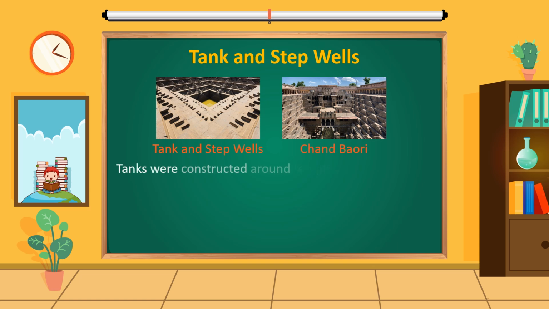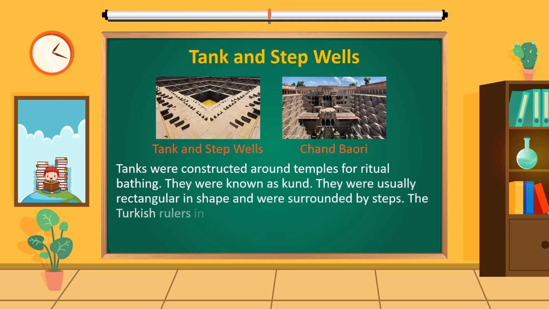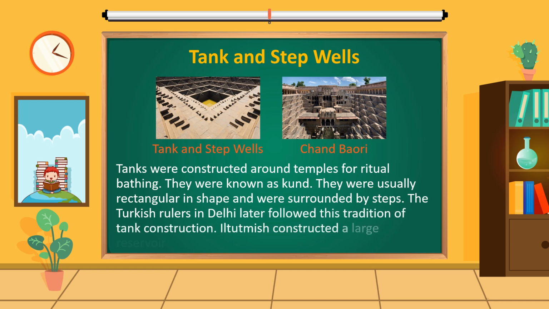Tanks were constructed around temples for ritual bathing. They were known as kund. They were usually rectangular in shape and were surrounded by steps. The Turkish rulers in Delhi later followed this tradition of tank construction. Iltutmish constructed a large reservoir called Hauz-i Sultani or King's Reservoir.